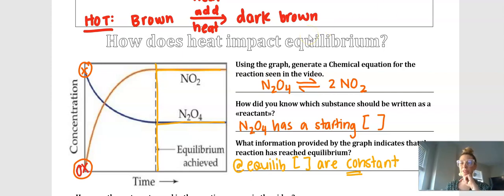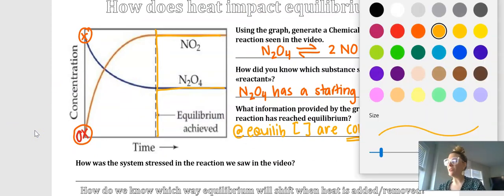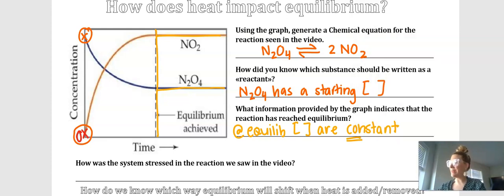Now, how did we stress our system in the video? In what ways were we adding stress? Again, yesterday we talked about concentration. Today we altered the temperature, or we added or removed heat. So our stress was the addition or removal of heat.